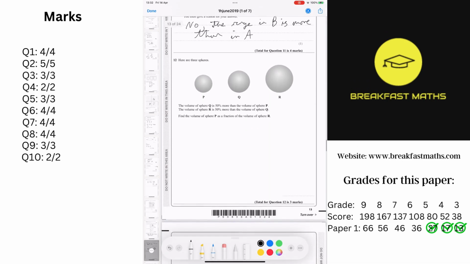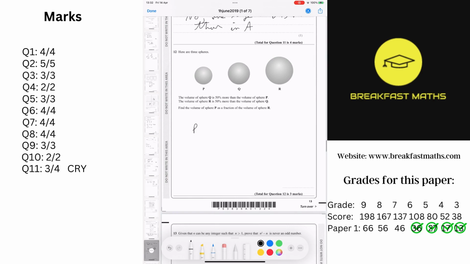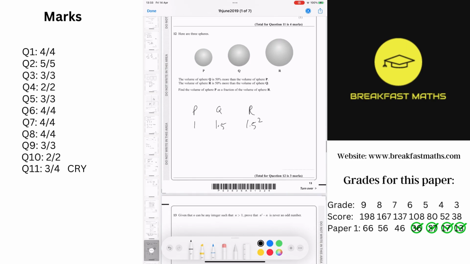Right. Going fast. So 3 spheres. I don't actually remember doing this question recently, so let's see what we can do. Volume of Q is 50% more than volume of P. So we can say P is like having a value of 1, Q is like having 1.5, and then R is 50% more than this. So 1.5 times 1.5, so 1.5 squared. Find the volume of P as a fraction of this.